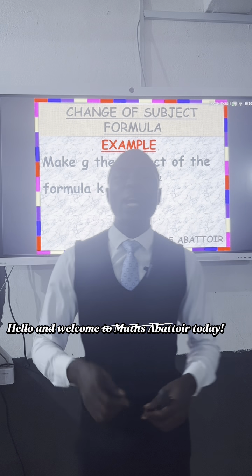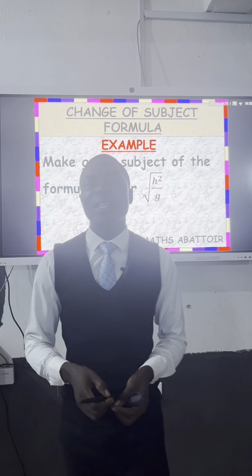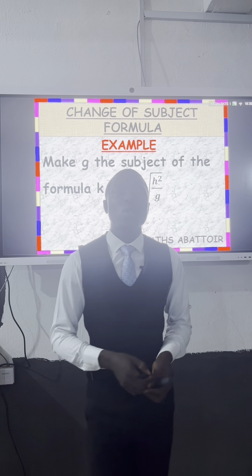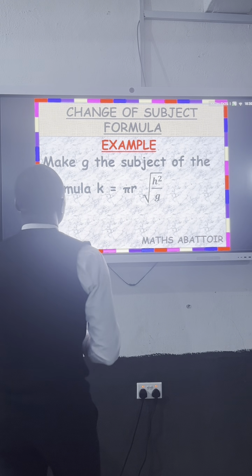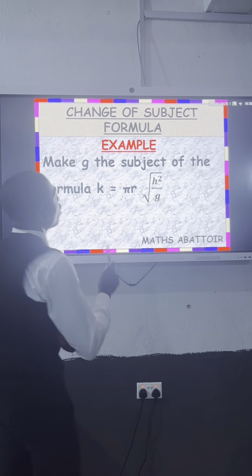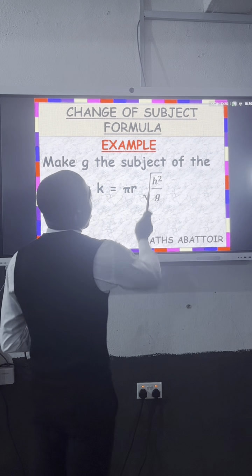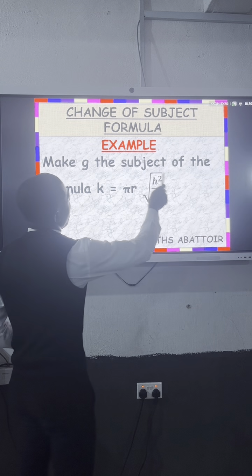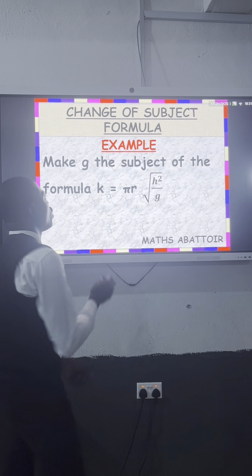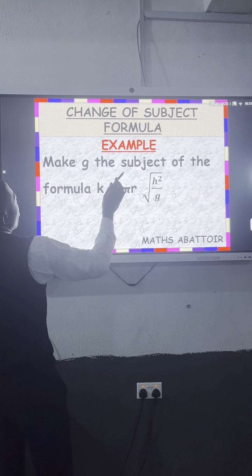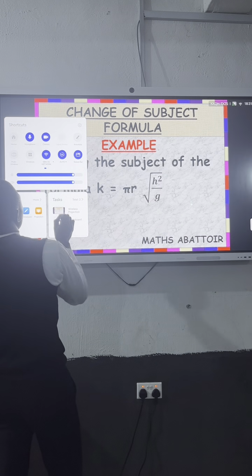Today we want to see how we can make a particular letter of the alphabet the subject of the formula. So we have a question here quickly. We're told to make G the subject of the formula. And what's the formula? We have K is equal to pi R, then square root of H square over G. So let's do that. We are making G the subject of the formula.